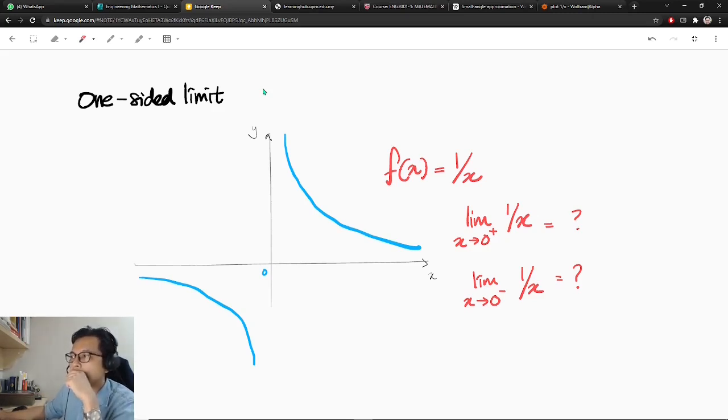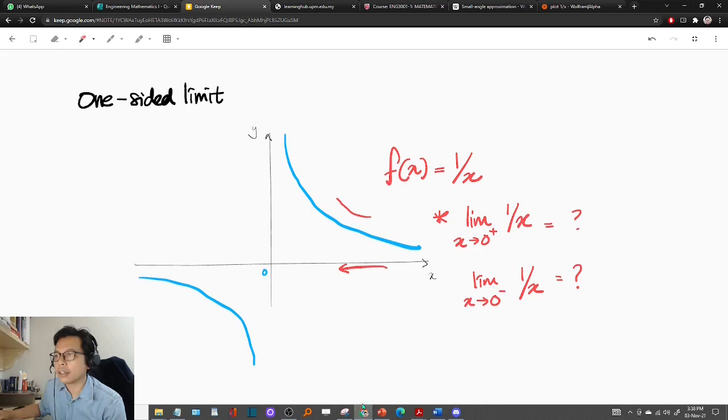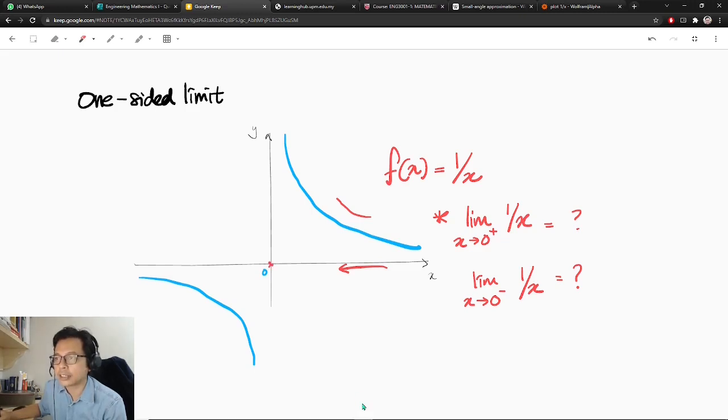Now, let's look at this question right here. The limit of 1 over x as x approaches 0 from the right-hand side, plus. You can see that as x is approaching 0 from the right-hand side, the function goes to plus infinity. It goes up and up and up. It won't even touch this. It goes up until infinity. So the answer right here is plus infinity.